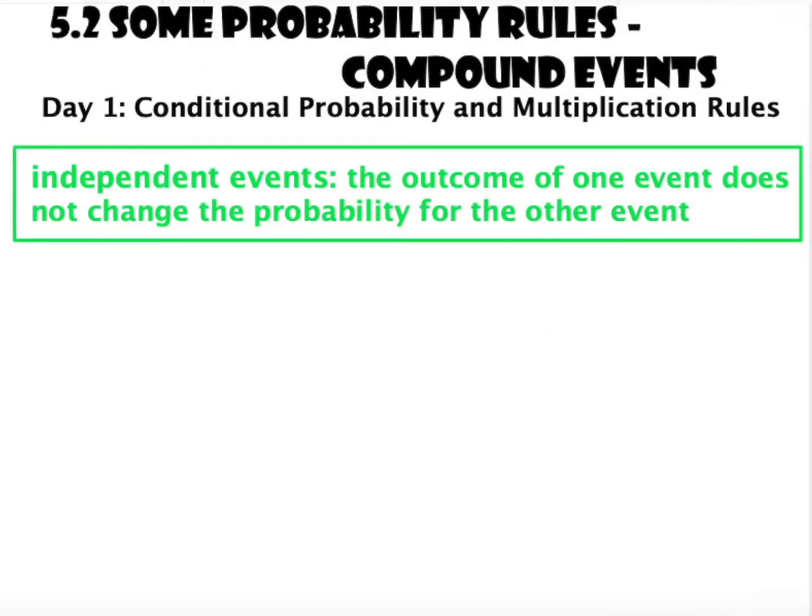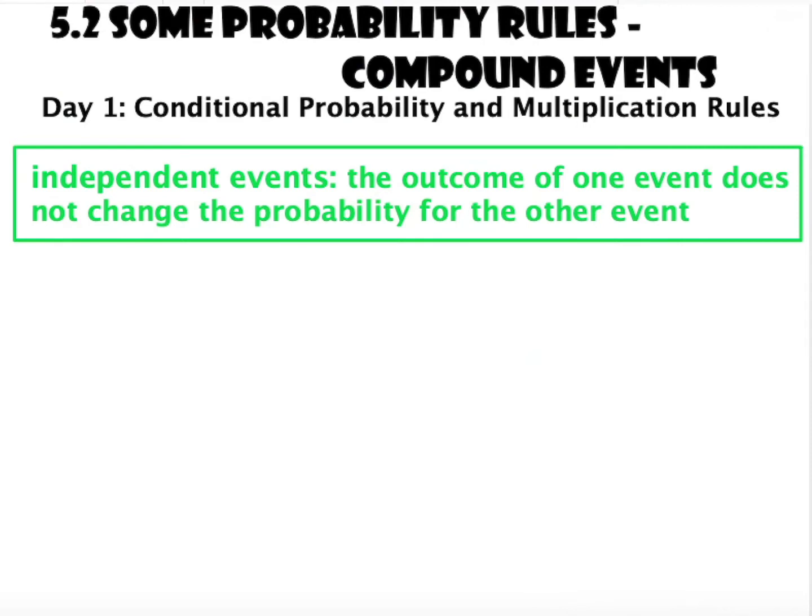We're taking one more step in our idea of probability today. We're going to move to compound events, and I've split this up into 2 different days. Day 1, we're going to talk about conditional probability and the multiplication rules. Conditional probability just has to do with whether the conditions of one event might affect the outcome of another.